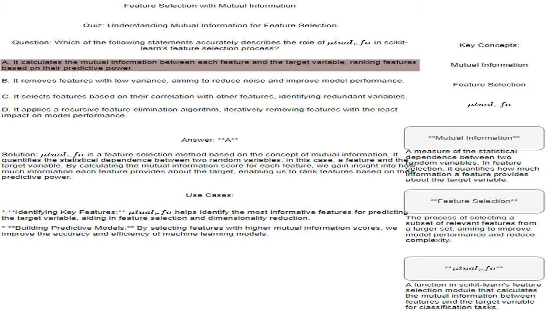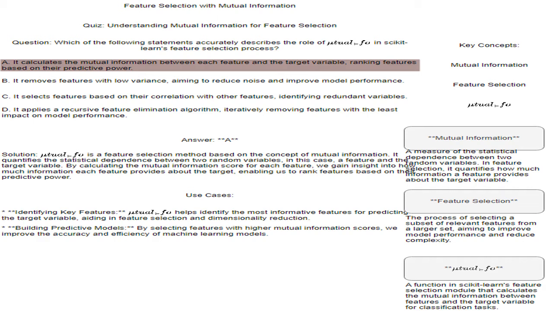In image recognition, feature selection can be used to identify the most important pixels or regions of an image that contribute to the classification of different objects. By selecting relevant features, the model can become more efficient and robust.